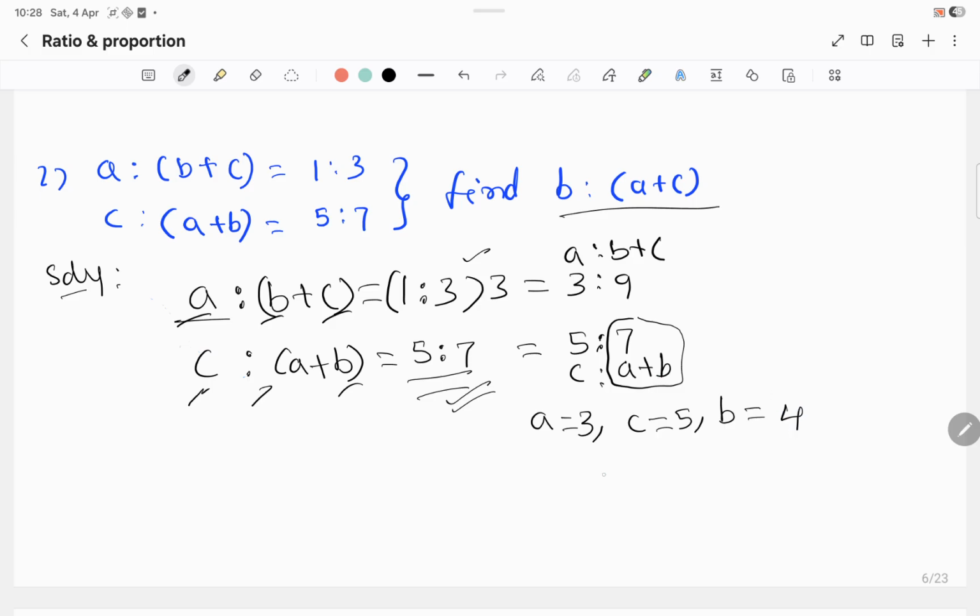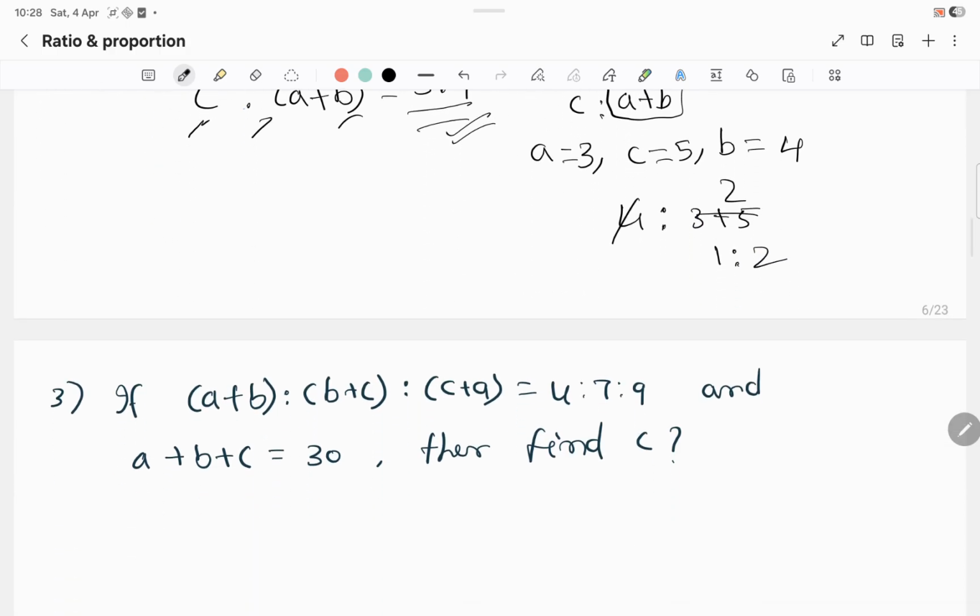They're asking A is to B plus C. A is 3 is to B plus C is 9. So 1 is to 3 is our answer. Sorry, they're asking B is to A plus C. I'm extremely sorry. B is to A plus C. A plus C is 3 plus 5. 4 ones, 4 twos. So 1 is to 2.